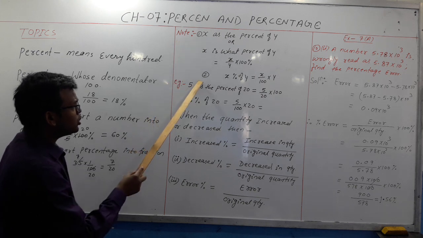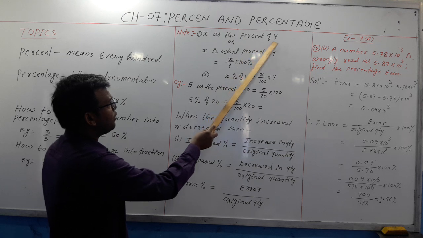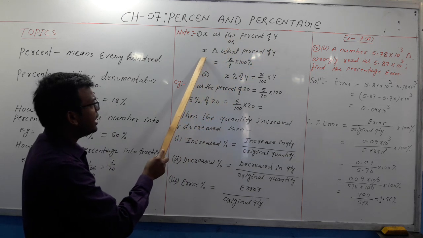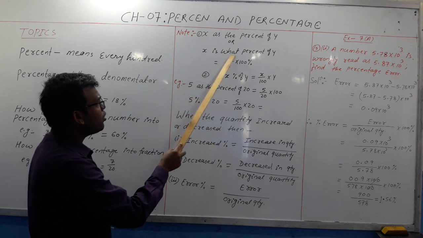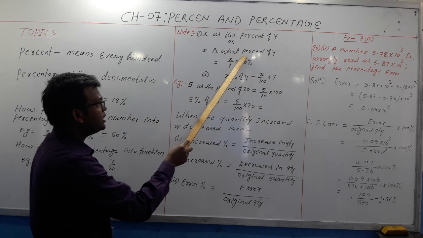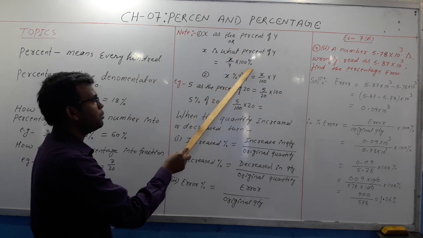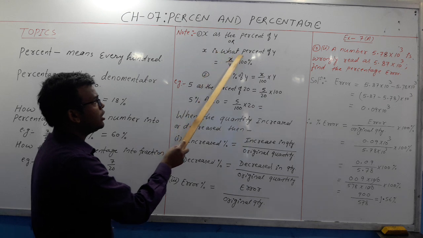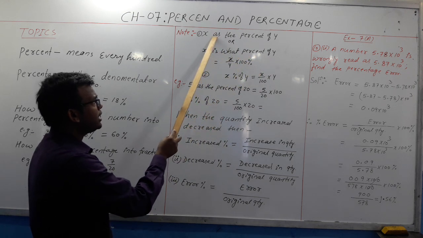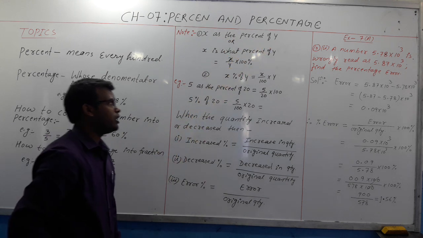There are two notes. First one is x as the percent of y, or this sentence can also be written as x is what percent of y. That means for these two sentences you may write x by y into 100 percentage. X is what percent of y? That means x by y into 100. X as the percent of y, x by y into 100 percentage.